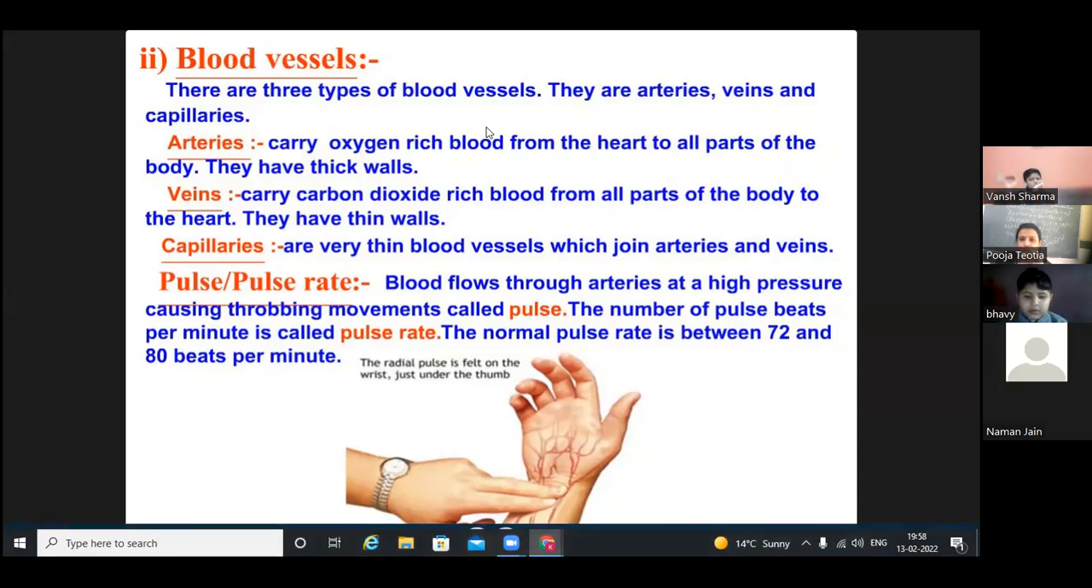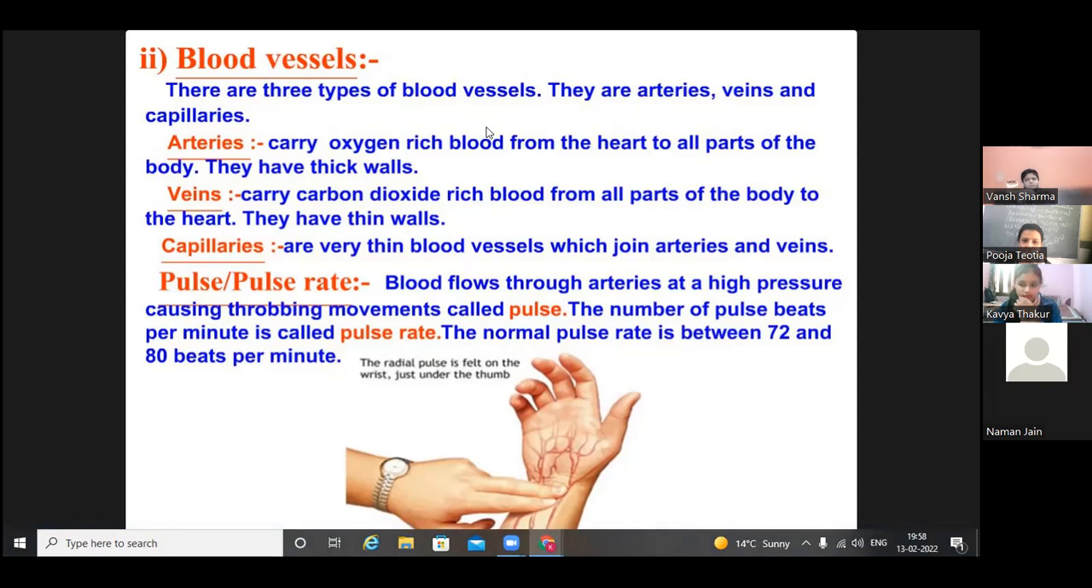If I ask you where your pulse is, how can you calculate your pulse rate? Where is the pulse? In the wrist and at the neck. Yes, at the neck and in the wrist.